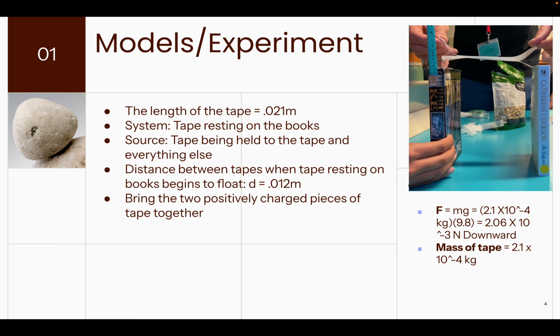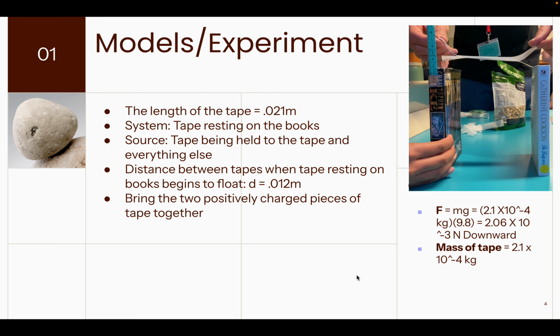The experiment is modeled as shown. The length of tape is going to be 0.021 meters. That's what we measured. And then the system will be the tape resting on the books, the source being the tape being held to the tape resting, and everything else around it. And then the distance between the tapes, once the bottom tape began to float, it was 0.012 meters. And then the two pieces of tape were brought together.